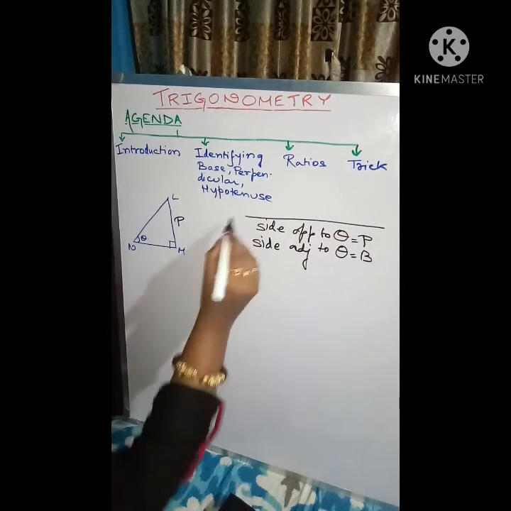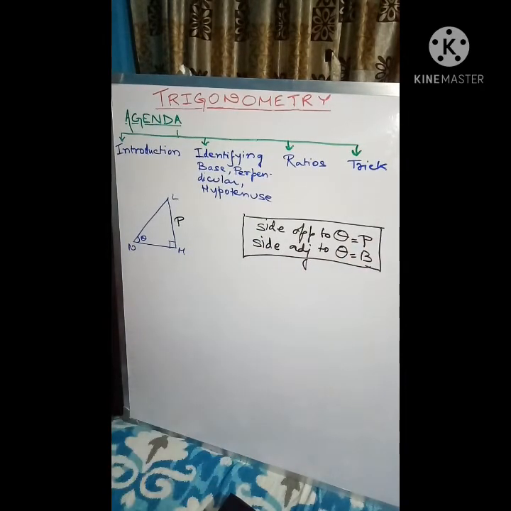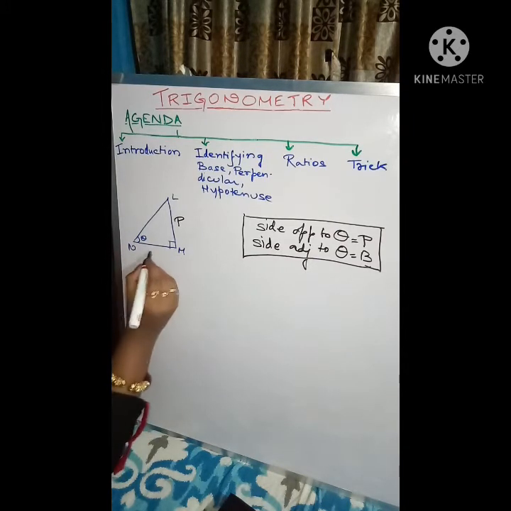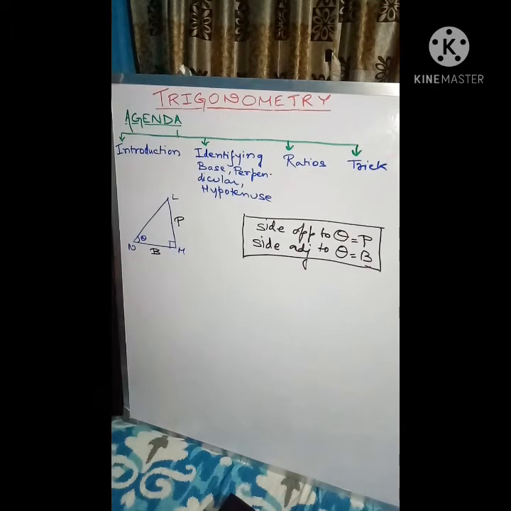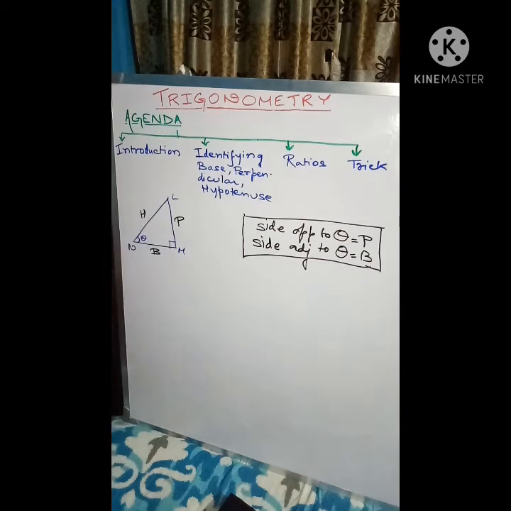This is the thing you need to remember. Here the side adjacent to theta is your NM, right? So this one is your base. And we all know that the biggest side of a right angled triangle is your hypotenuse. So this one will be your hypotenuse. Okay? Easy, right?